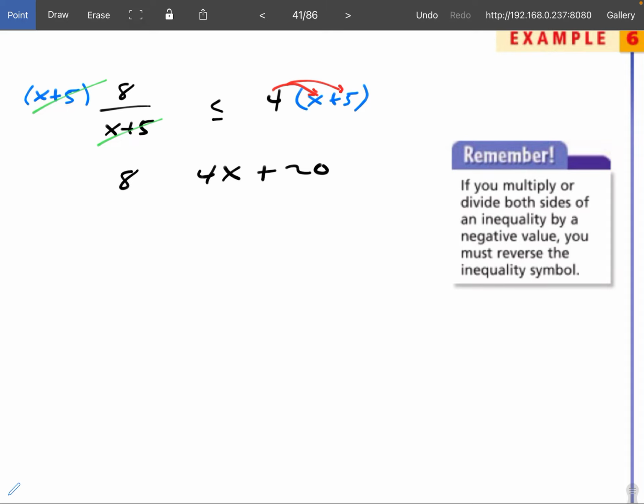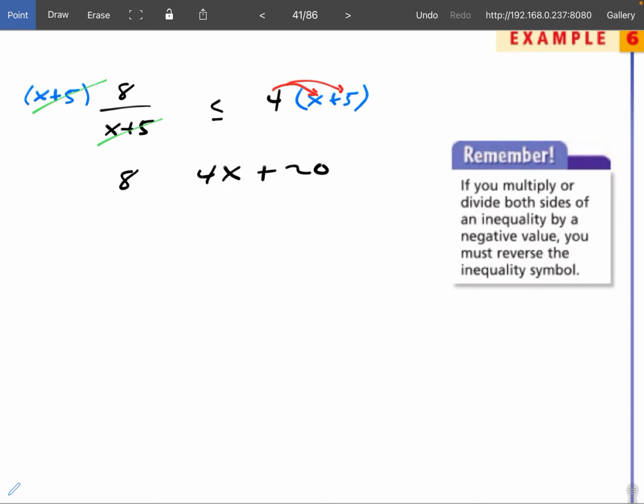But if that quantity x plus 5, again, it depends on what x is, is negative, I just showed you a second ago that if you multiply both sides by a negative, then you would have to flip this inequality the other direction, right? Well, it turns out we don't know, it depends on what x is. X plus 5 could be positive, or it could be negative. So I've got to do 2 cases, all right?